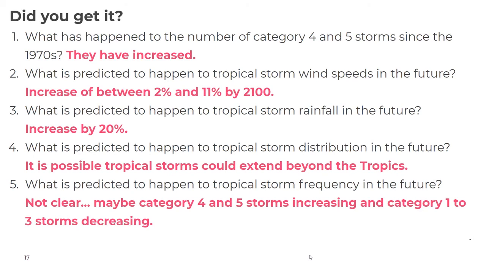Number 3, what is predicted to happen to tropical storm rainfall in the future? It's predicted to increase by 20%. Number 4, what is predicted to happen to tropical storm distribution in the future? It is possible tropical storms could extend beyond the tropics. And number 5, what is predicted to happen to tropical storm frequency in the future? It's not clear, but maybe Category 4 and 5 storms will increase and Category 1 to 3 storms could decrease. So they are our 5 answers. Please make sure that you have made any corrections that you need, and as I say, give yourself a tick if you've got them correct, and then give yourself a score out of 5.